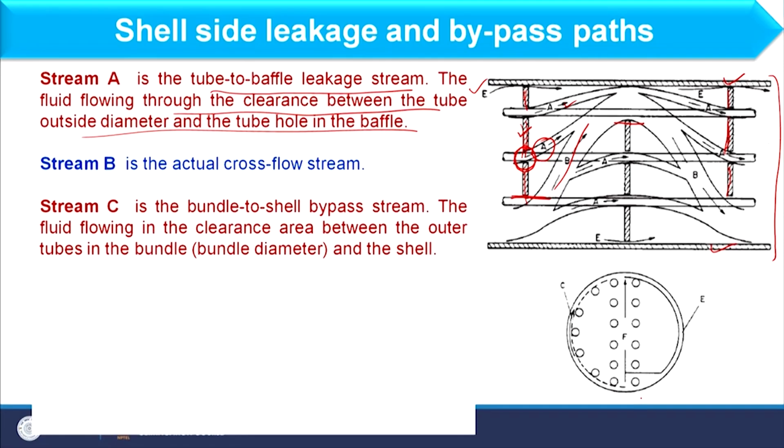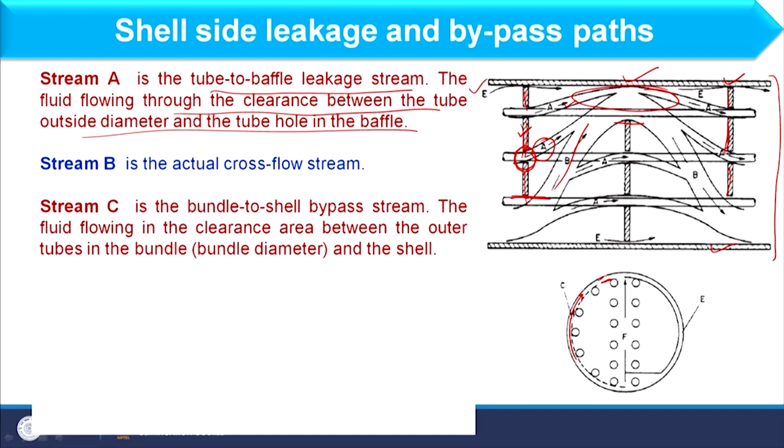In the last slide, we have discussed that Bell's method considers leakages and bypasses. So, that bypass is nothing but stream C. Now, if you consider this image, where will this stream C lie? You can clearly visualize this in the schematic, that it is between shell diameter and bundle diameter, right.